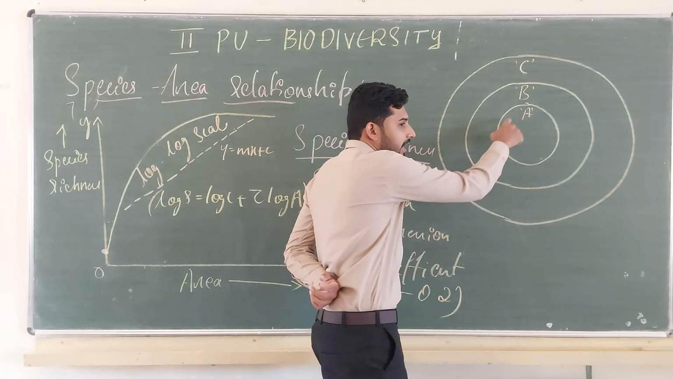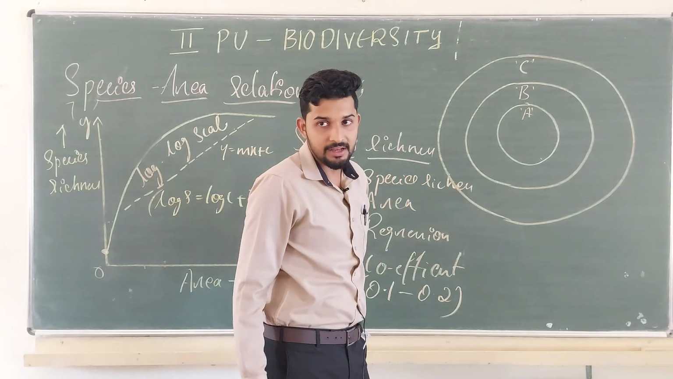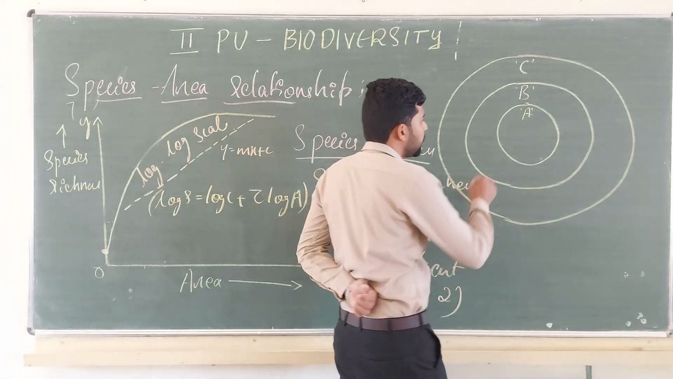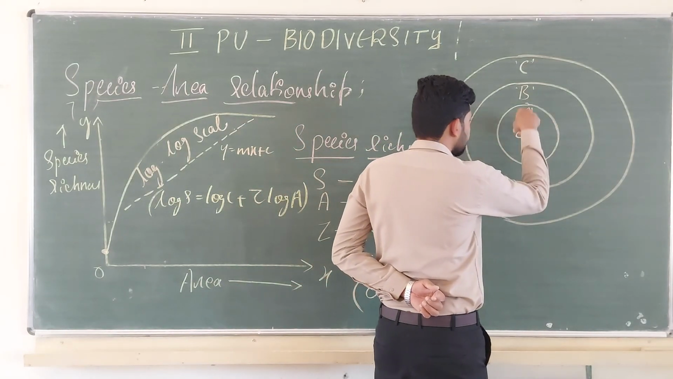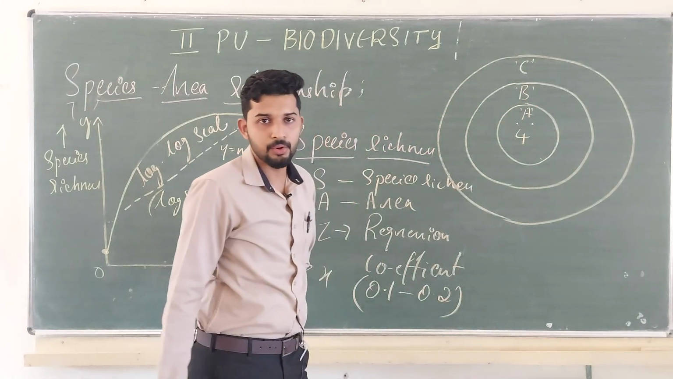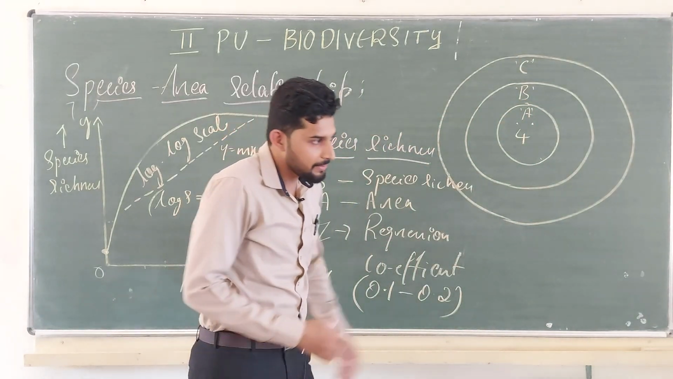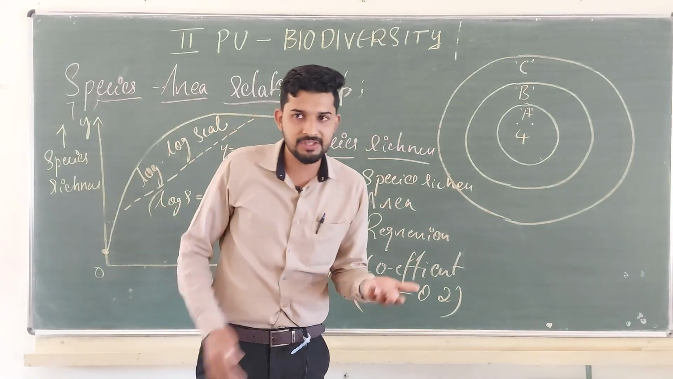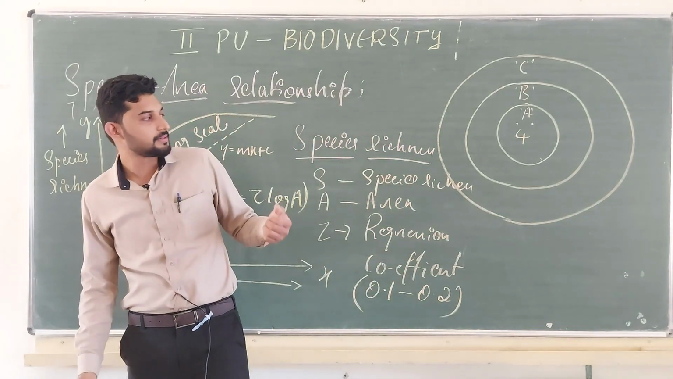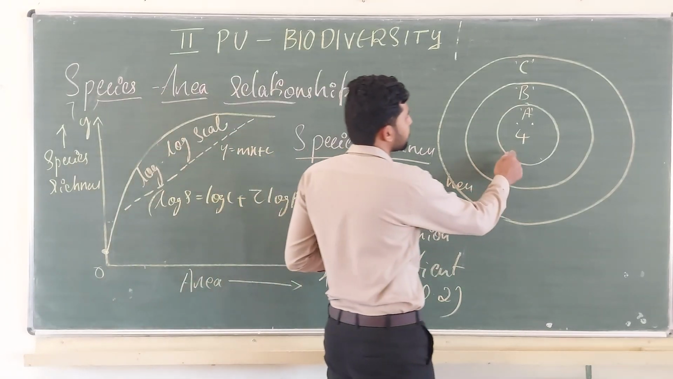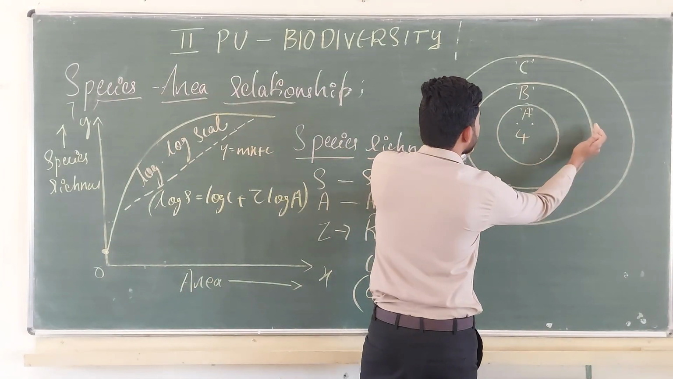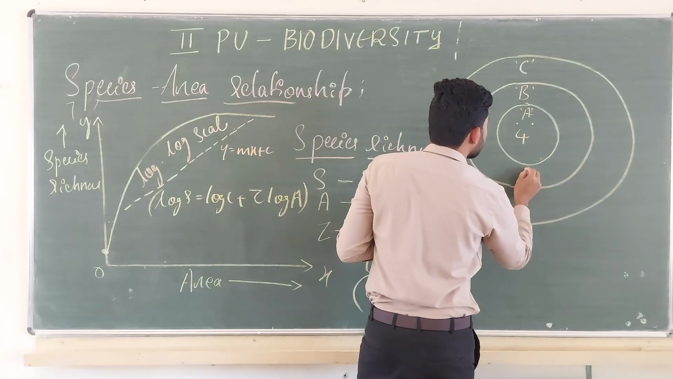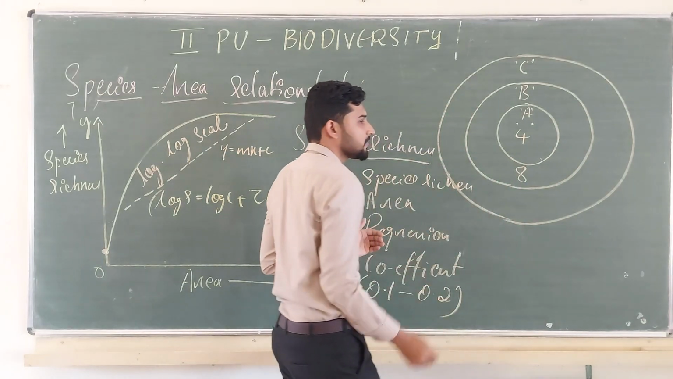If I say in my area A, we are 4 in number. If I am expanding my area, if I increase my area, definitely species richness will increase, right? If my area expands from A to B, our number will become 8.